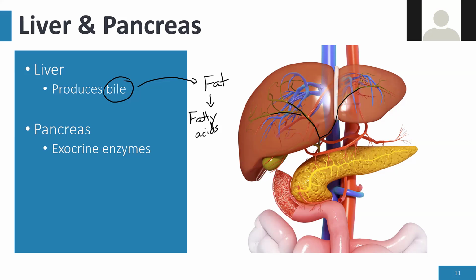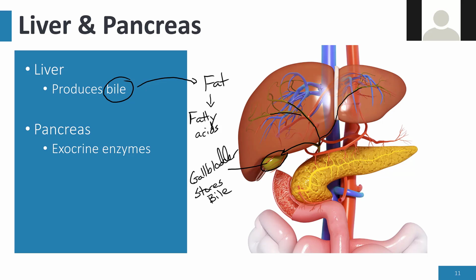So the liver makes it, right? And then we have the little offshoot over here to the gallbladder, and the gallbladder stores extra bile, right? So the liver makes the bile, the gallbladder stores it so that it's ready to go whenever we need to use it, right? So the liver produces bile.